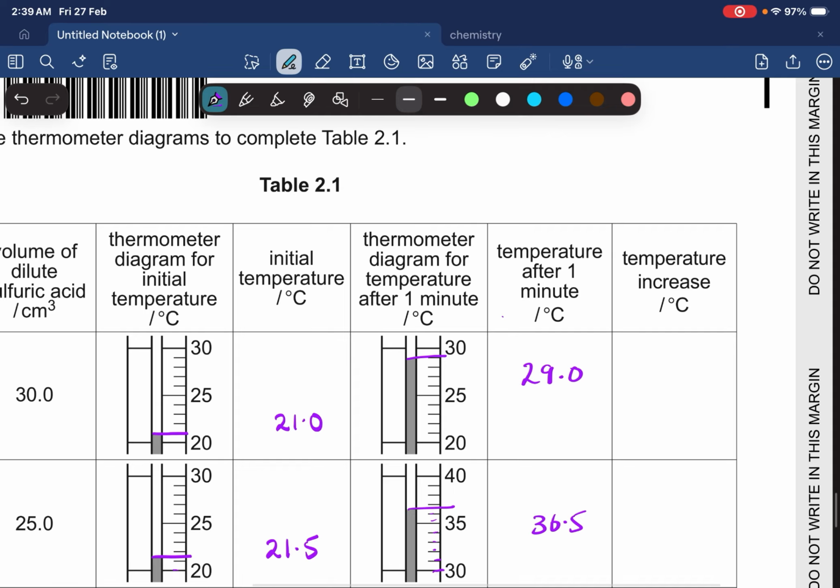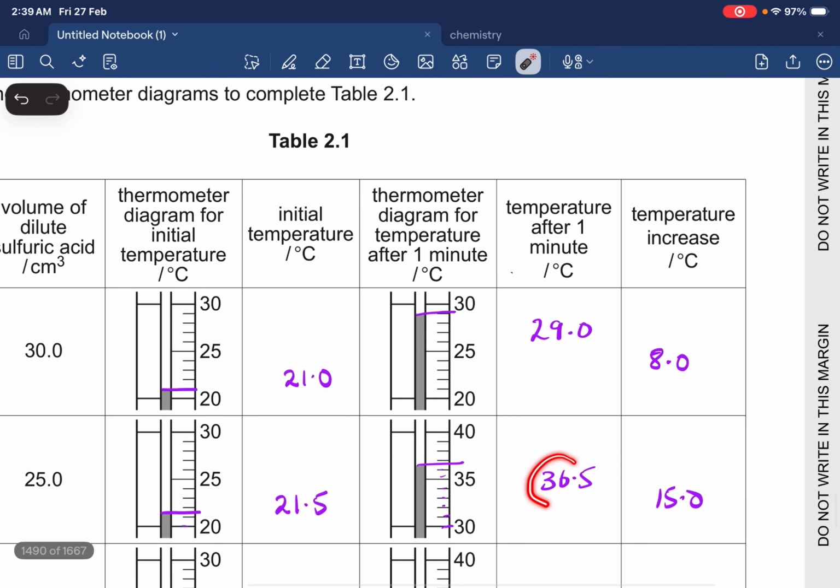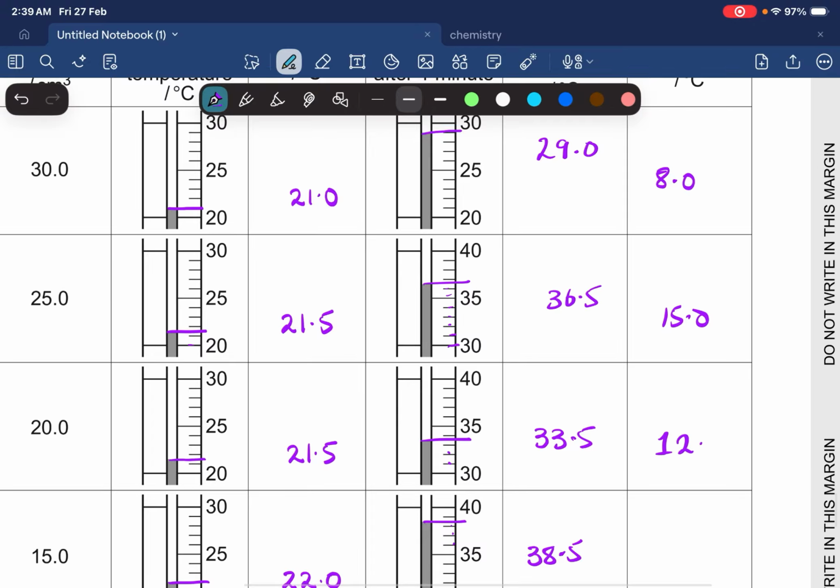Now we find out the temperature increase. For this, we're going to require a calculator. 29 minus 21. That's 8.0. Then 36.5 minus 21.5. That's 15.0. What you're basically doing is subtracting the final and the initial temperatures to get your temperature rise. 33.5 minus 21.5. You get 12.0.